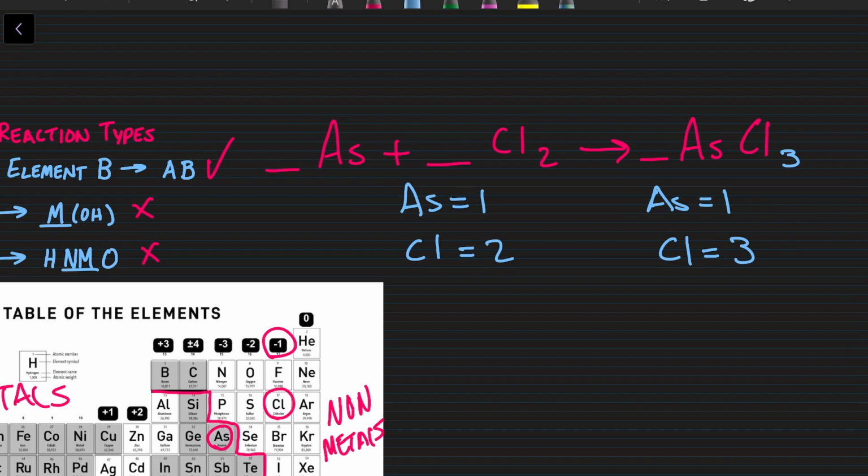So let's see, this is what I'm going to do next for these. I am going to add a coefficient on my right side of 2. And that's going to transform that arsenic into 2 and that chlorine into 6. And now I just have to do the adjustments on the left side. So I'm going to multiply my chloride by 3. That's going to give me that 6. And then I'm going to multiply my arsenic by 2. And now it is balanced. So this is my answer. Circle this, and that's it.